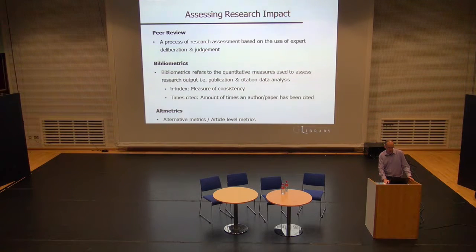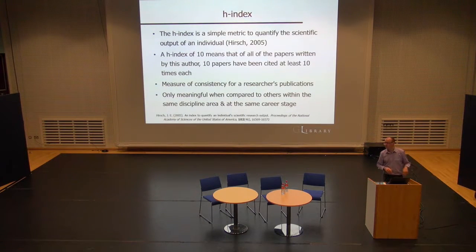And then altmetrics are alternative metrics, or article-level metrics, or different types of metrics. These are a new thing that has come about in the last 5 or 6 years. There are lots of different metrics, and one that has become popular in the last 10 years or so is the H-index. I just want to mention it so you're aware of it if you hear it.